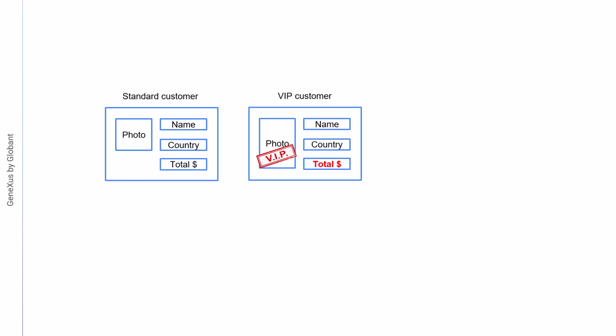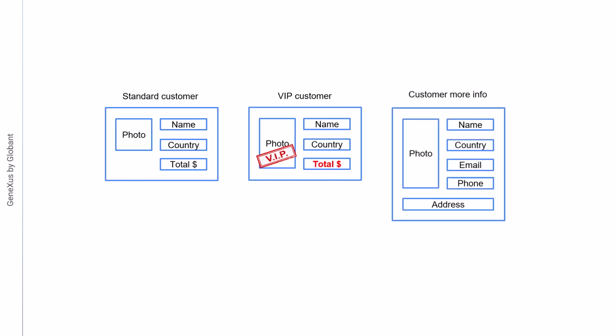This is all to say, we're going to vary the content and appearance of the information in each row, depending on the information displayed. Moreover, when we tap on any customer, we want to expand their information, also showing their email, phone, and address, but without the total purchases.